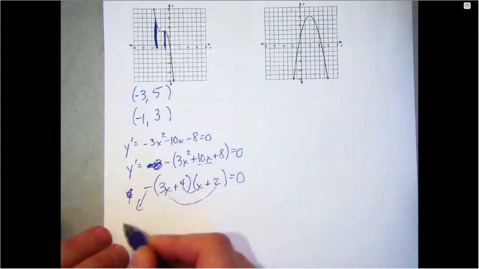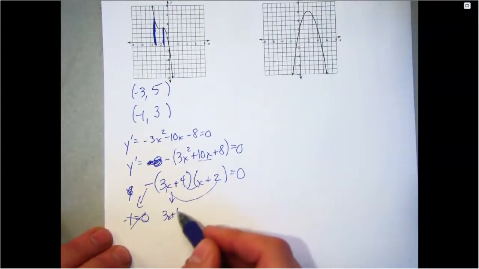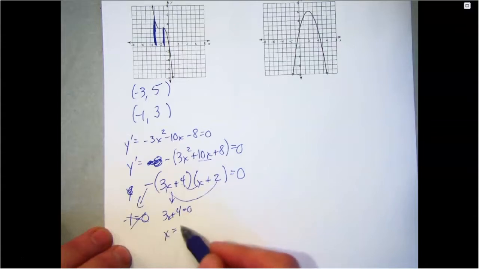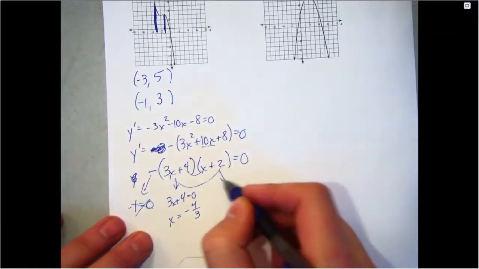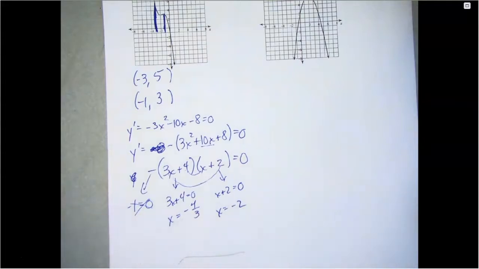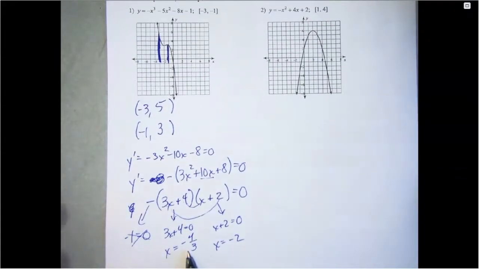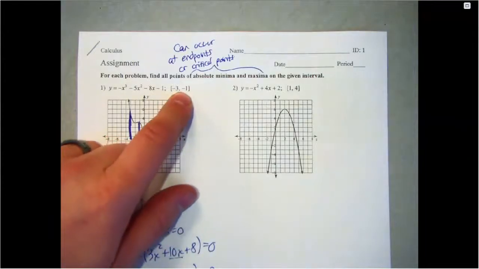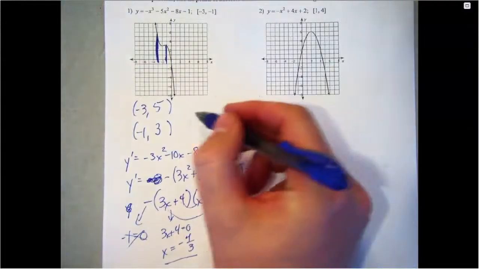So negative, this is basically saying negative 1 equals 0. Never happens. This is saying 3x plus 4 equals 0, which would give me x equals negative 4/3. And this one is saying x plus 2 equals 0, which would give me x equals negative 2. If you got a solution that wasn't between negative 1 and negative 3, you would ignore it. So like if I solved this and got x equals 7, I would just completely disregard it, because 7 is not in between the 2 points that we're looking for. Okay? And then these two just become more candidates.